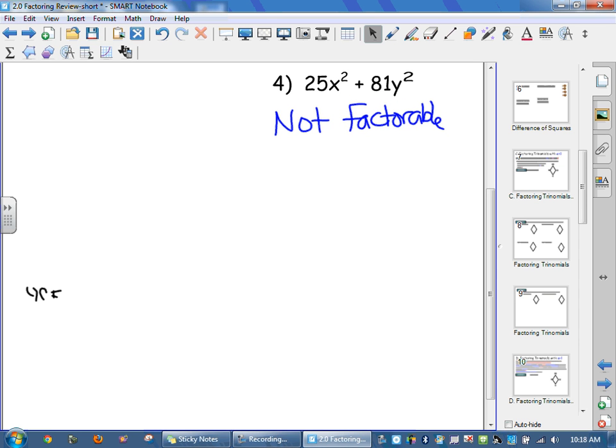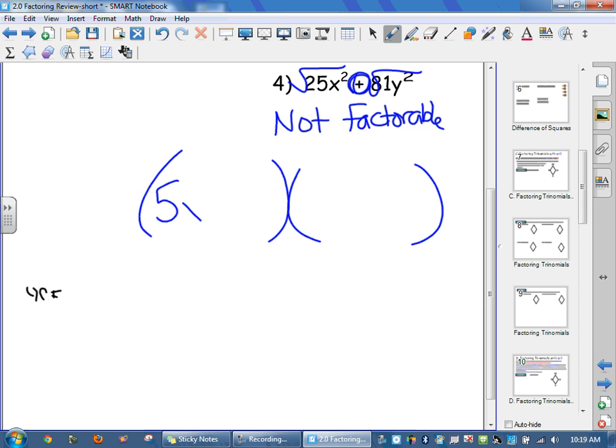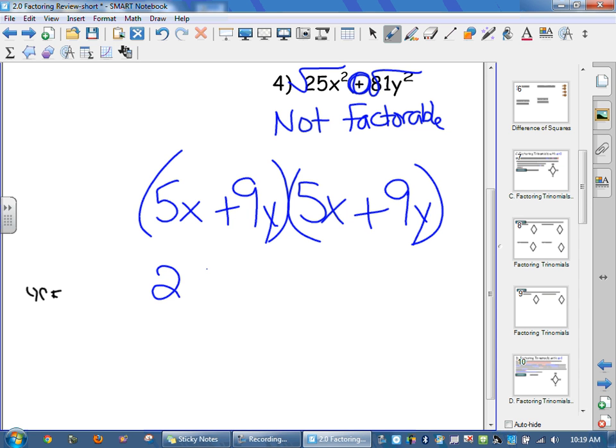Now, instantly, because you see the 25 and the 81 and some x squared, y squareds, a lot of kids first will do this. They'll go, okay, well, I can square root both, open 2 brackets, I'm going to get 5x at the front, and then I'm going to get 9y at the end, and they're both pluses, so they both get pluses. That isn't correct. Because if I were to box that and multiply it back out, or FOIL it back out, I'm going to get the 2 end ones. I get this, 25x squared and an 81y squared, but then I'm also going to get a middle term.